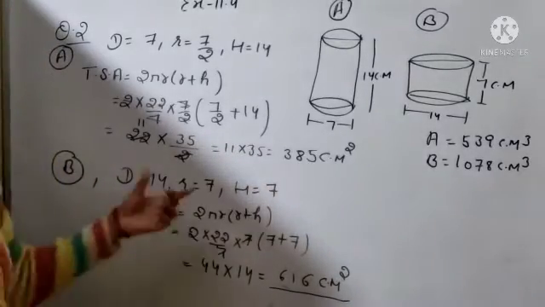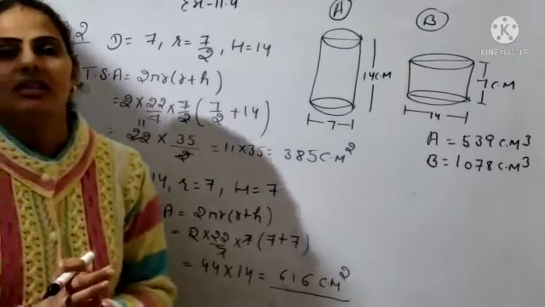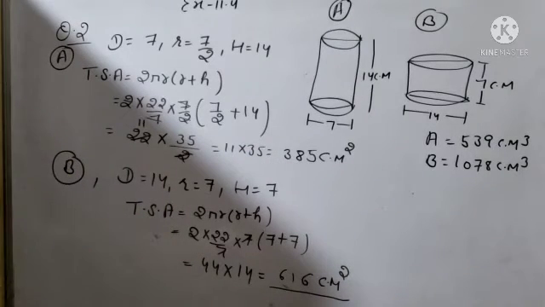Is it clear? So this was your question number second. First of all, two cylinders are given, A and B. After that you will find out, one by one, the volume and surface area of both the cylinders. So first you will compare the volume of cylinder A and the volume of cylinder B. You can see whose volume will be greater.